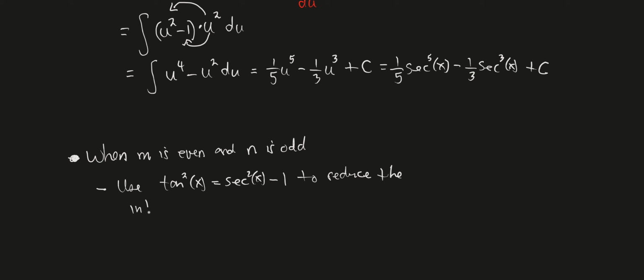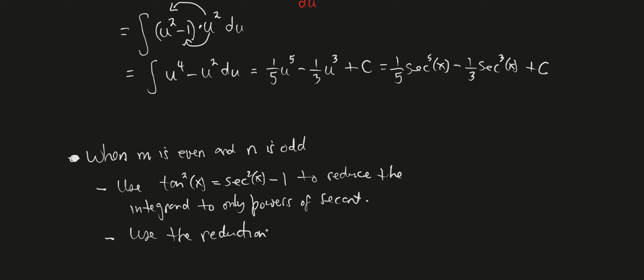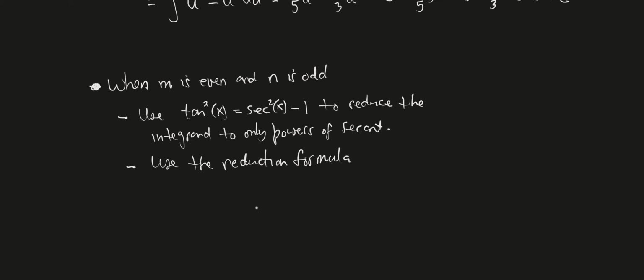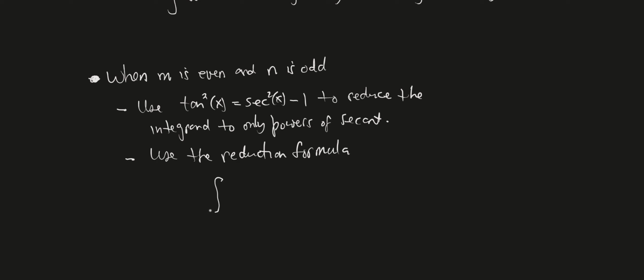the integrand to powers of secant alone, to only, right? So reduce the integrand to only powers of secant. And guess what we're going to do with those powers of secant? We're going to then use our reduction formula to reduce those powers of secant. So use the reduction formula. And let me write the reduction formula down. This is where you have only powers of secant. So you have something like that.